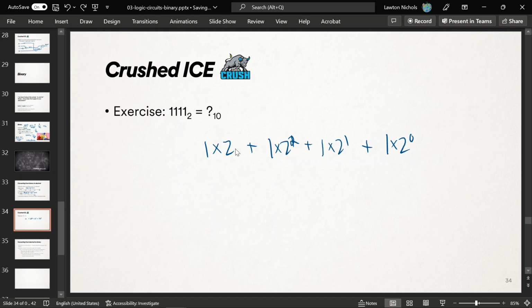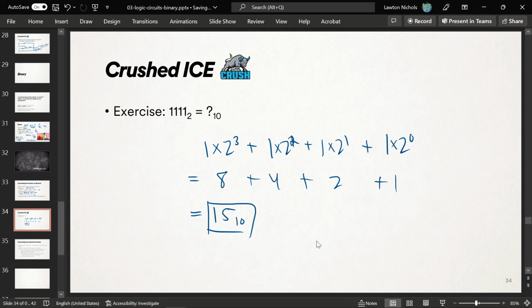Let me draw that slightly better. There we go. So if we add all those together, that's going to be 8 plus 4 plus 2 plus 1, which is 15 in decimal. That's the final answer. Did we get that?